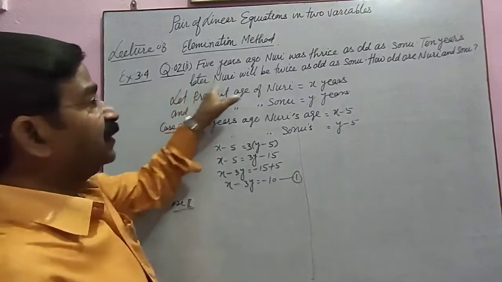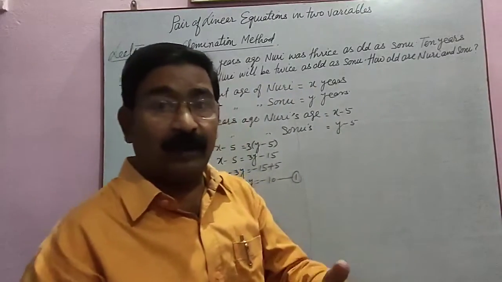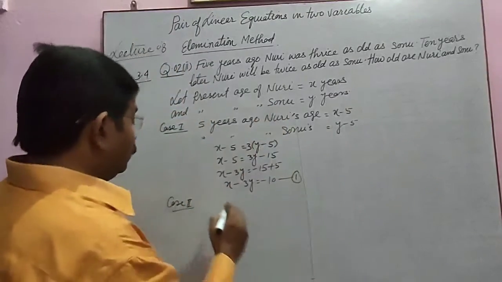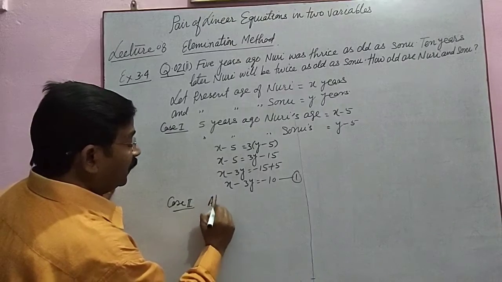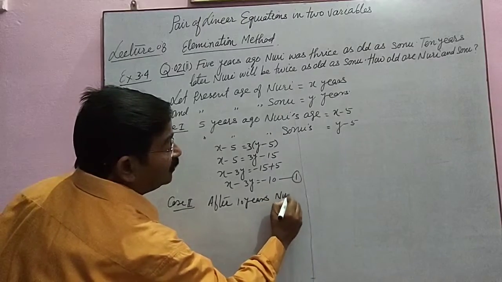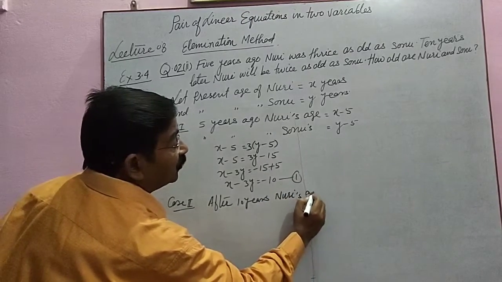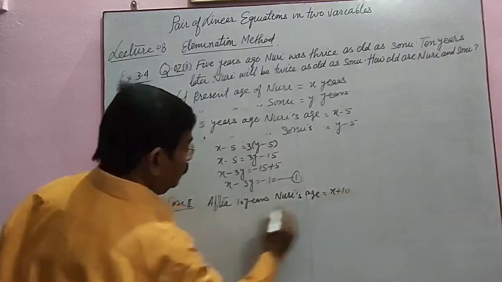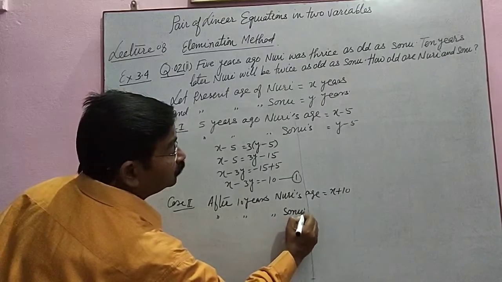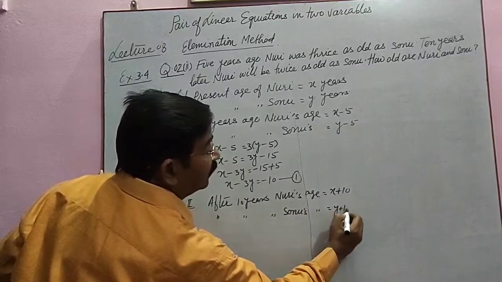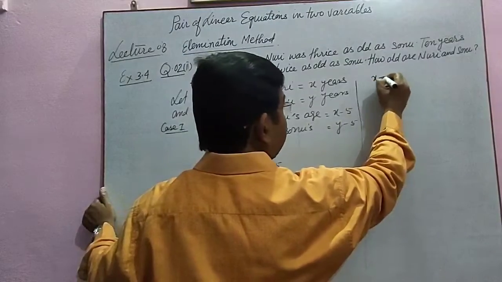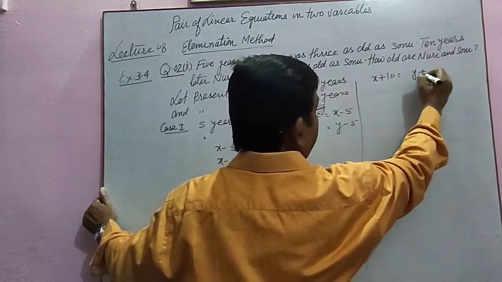Now in the second case, what is given? 10 years later, meaning after 10 years, both will be older by 10 years. So we will add 10 to both ages. So we write, after 10 years, Noori's age will be X plus 10. After 10 years, Sonu's age is Y plus 10. Let's compare their ages. What we have? X plus 10 and Y plus 10.